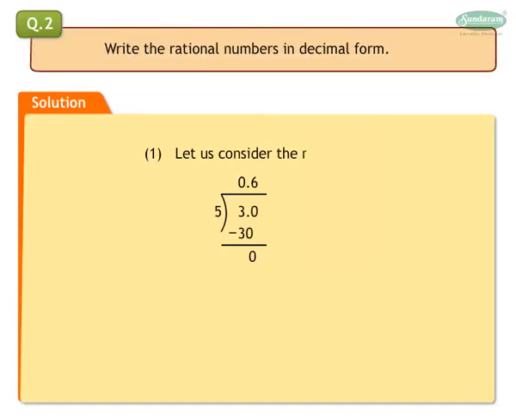Question 2. Write the rational numbers in decimal form. Let us consider the number 3 upon 5. Now, 3 upon 5 on dividing is equal to 0.6. Here, the integer part is 0 and the decimal part is 0.6. Such a rational number is called terminating.